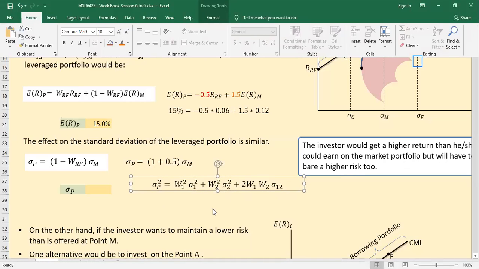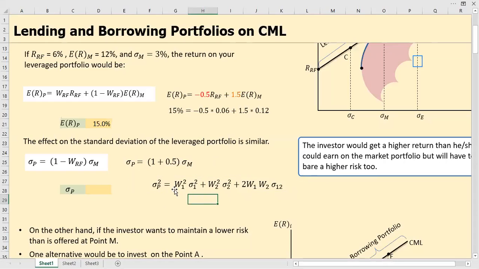Now, if you look at this formula, this is the formula to calculate the standard deviation. Here we have the variance, so you take the square root of this and you get the standard deviation. As we all know, when it comes to the risk-free asset, the standard deviation is 0. That is why we call it a risk-free asset. That is the basic idea: there is no risk when it comes to risk-free assets.